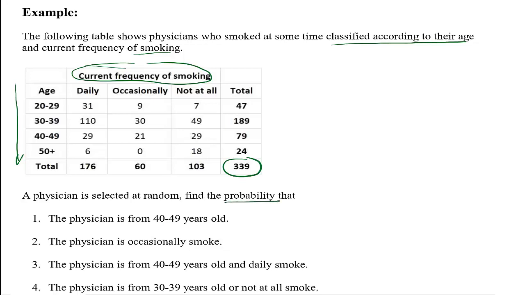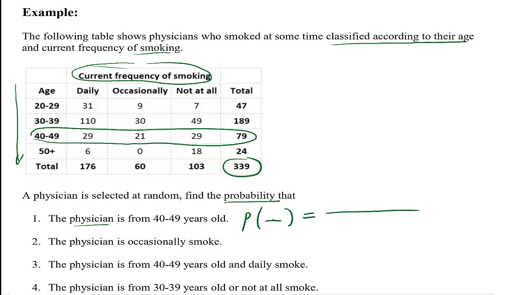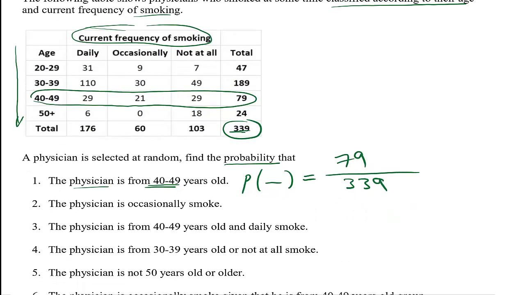We need the probability that this person is from 40 to 49 years old. So we need this person to be from this category. The probability is equal to the number of persons in that category, which is 79, divided by the total number, 339. This is a marginal probability because we are asking about one category.